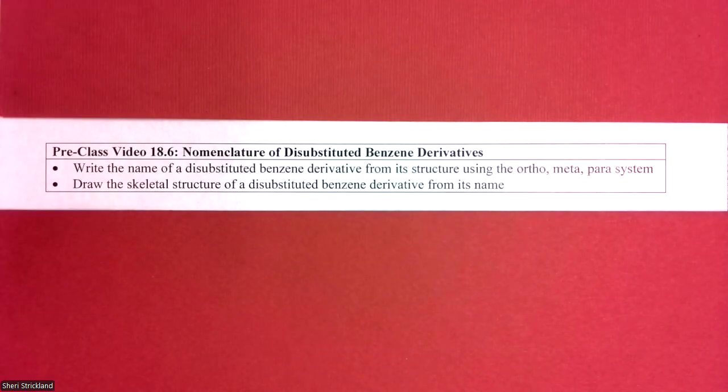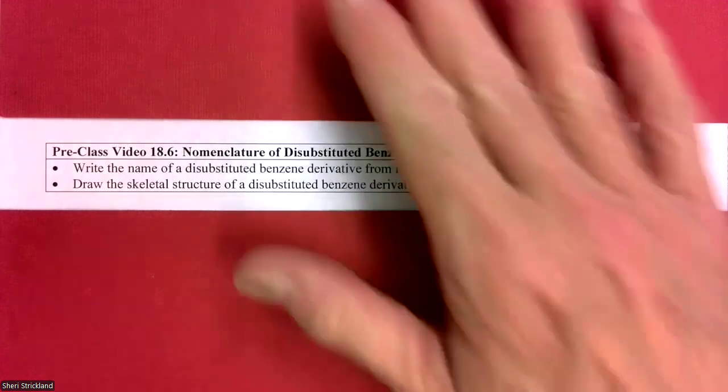In this video, we will investigate the nomenclature of disubstituted benzene derivatives. Take a minute to read through these student learning objectives. These are the things you should be able to do by the end of this video so that you're ready for the more difficult things we will do together in class.